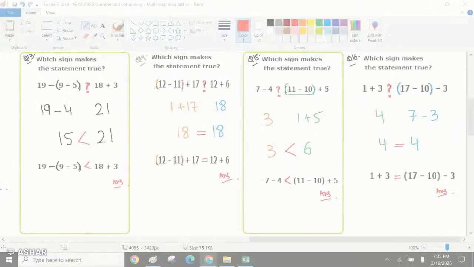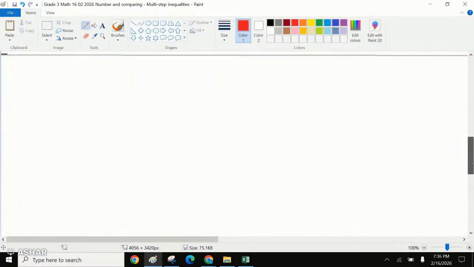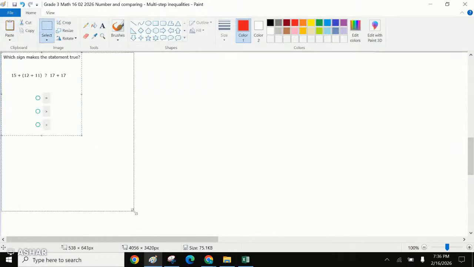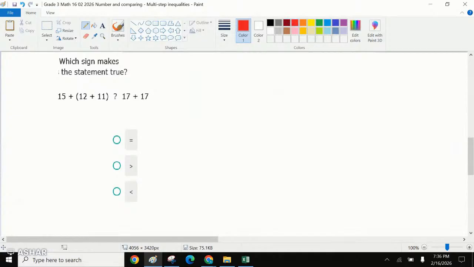Okay, the first question says, which sign makes the statement true? We have three possibilities for the signs. We can have less than, greater than, or equal. This is question number 1 from the test. Which sign should be? Greater, equal, less.